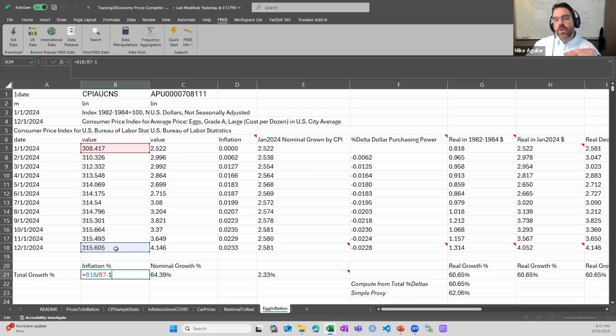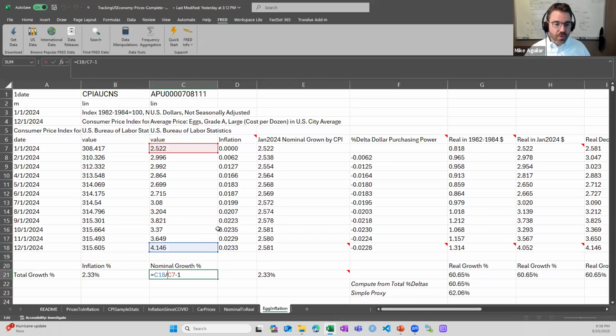Now, technically, if I wanted everything in 2024, what I should have done is gone back to December, but that's enough for our purposes. Total growth over that period of CPI 2.3. So there was a total over that year of 2.3% inflation. Do the same formula, just drag it on over for eggs prices over that period.